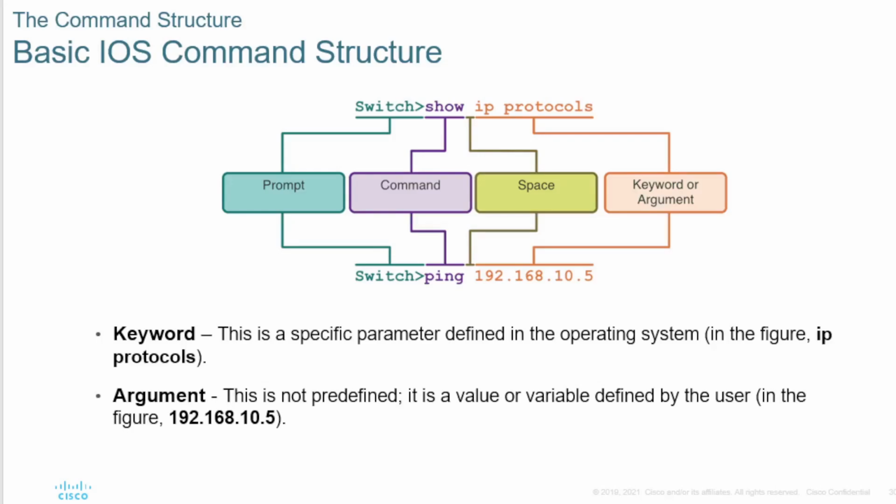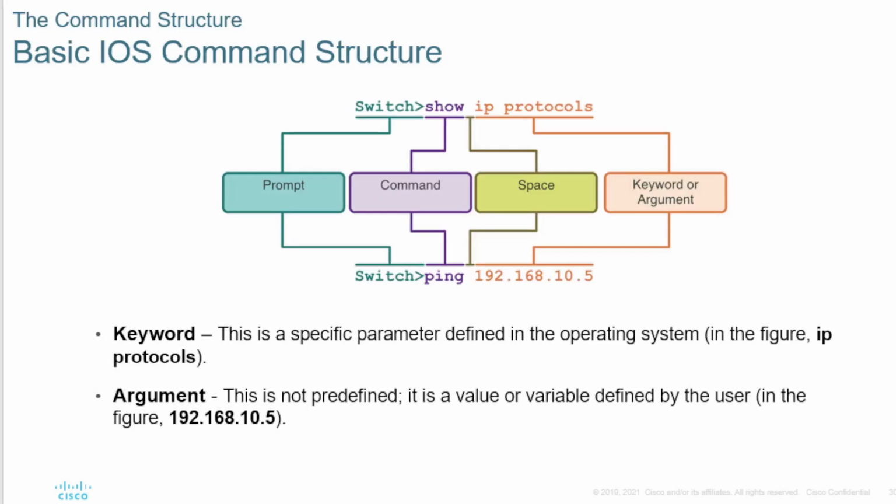This is the basic structure of a Cisco IOS command broken down into its key components. The prompt is the starting point of every command line input. In this case, Switch indicates the device name and current mode, which is user exec mode.